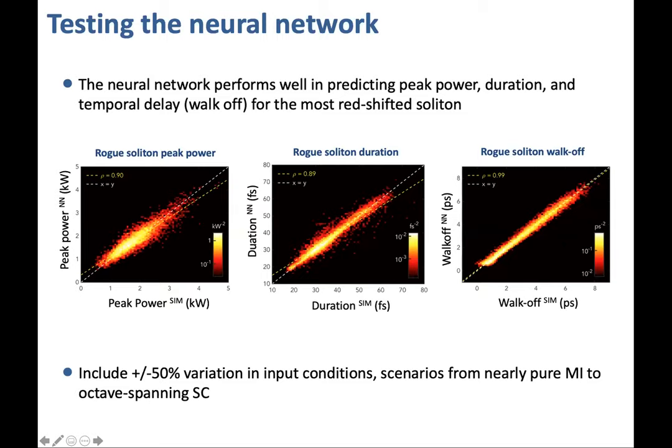And what is quite remarkable, which I didn't mention earlier, is that in the type of supercontinuum spectra that we have trained the network over, we include large variations in the input condition, that is the input pulse parameters that seed the supercontinuum generation process, so that in terms of spectra which are fed to the network, we have various cases which span from nearly pure modulation instability to octave-spanning supercontinuum. And independently of the scenario, the network is still able to perform extremely well in terms of prediction. So this is quite remarkable.